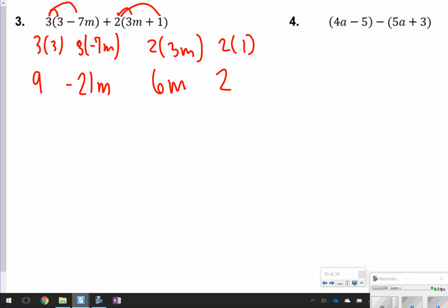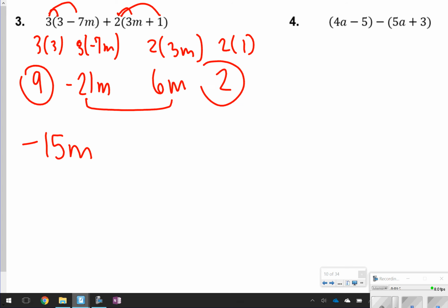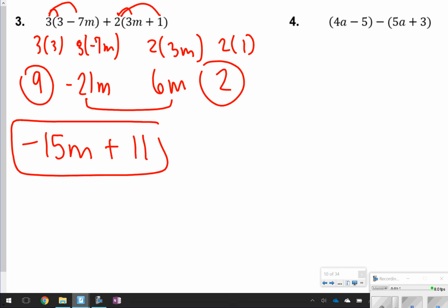Now I can combine my like terms. Negative 21m and positive 6m give me negative 15m. And 9 and 2 give me 11, so negative 15m plus 11.